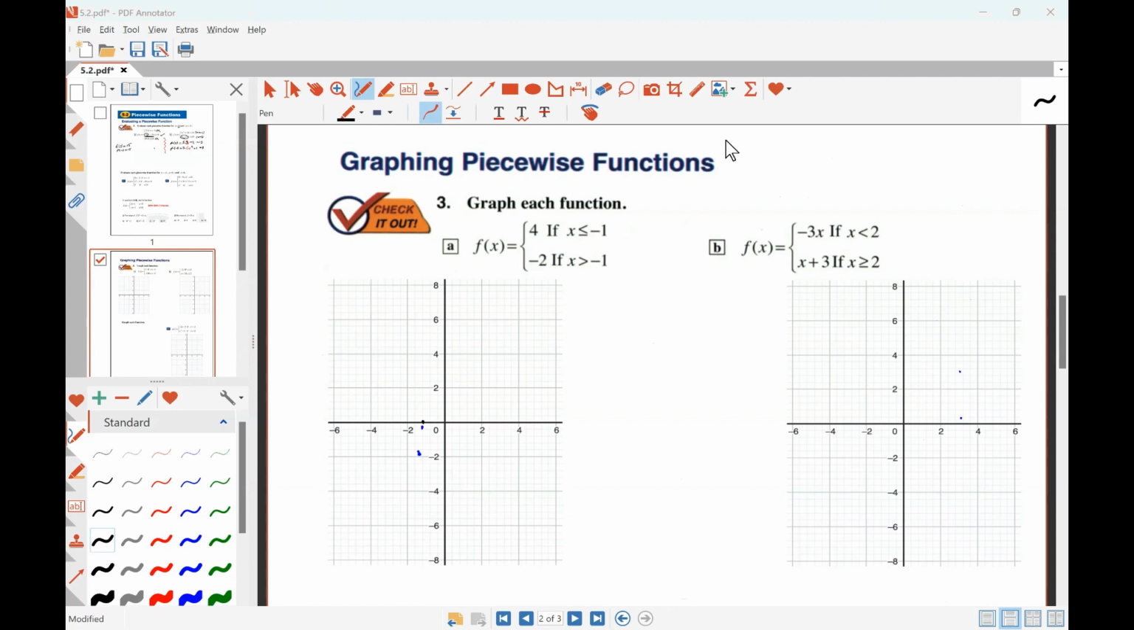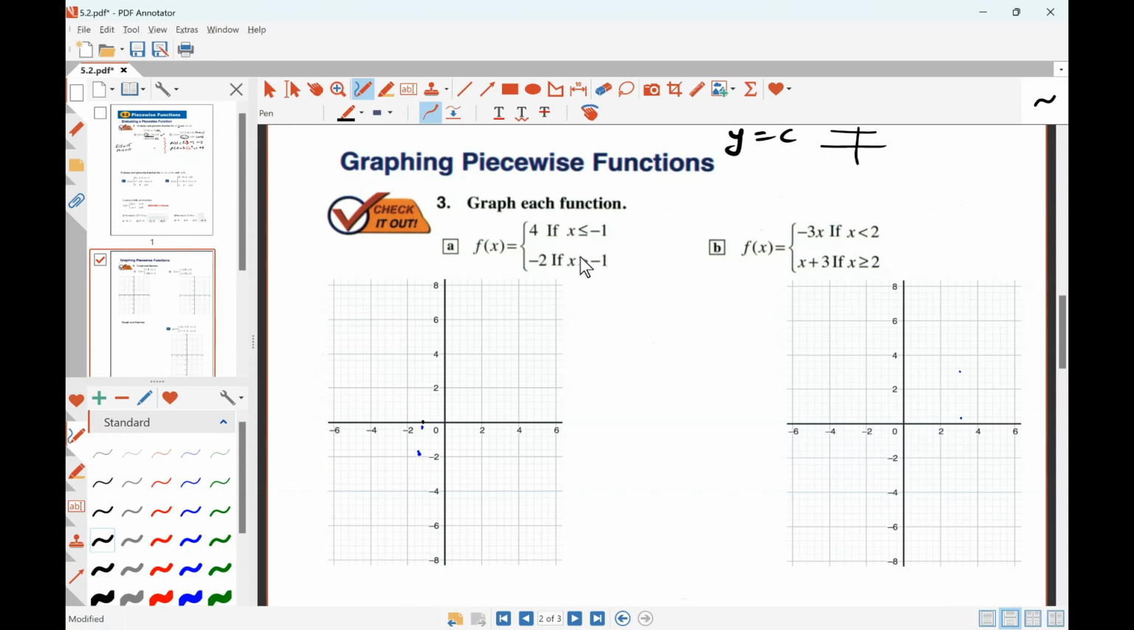Remember, when there's a constant function like y equals a constant number, then the graph will be a horizontal line. So I will be graphing two different horizontal lines for two different intervals. So what are the intervals? X being less than or equal to -1 and x is greater than -1. So for every interval, I have a different function.